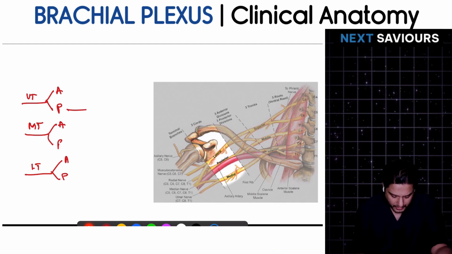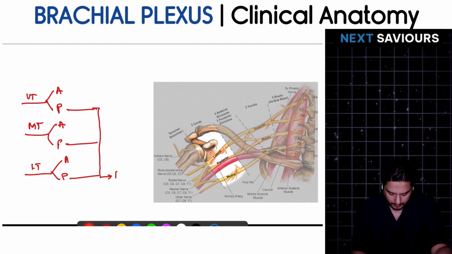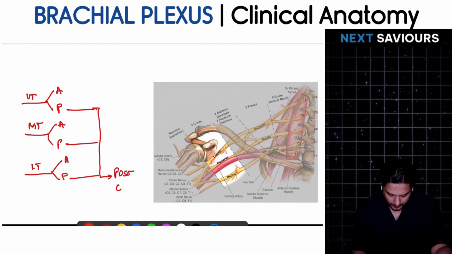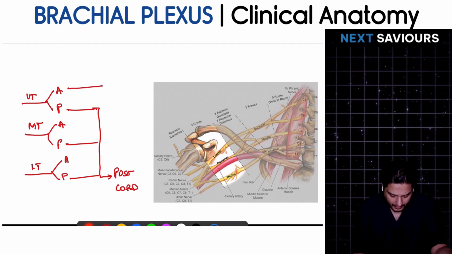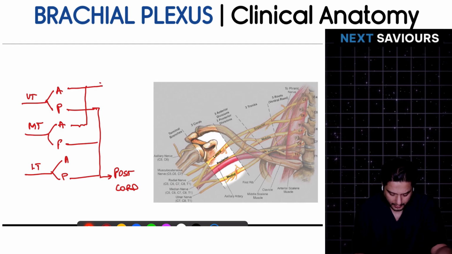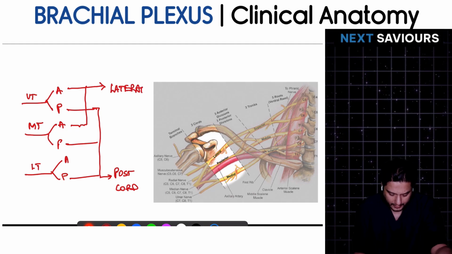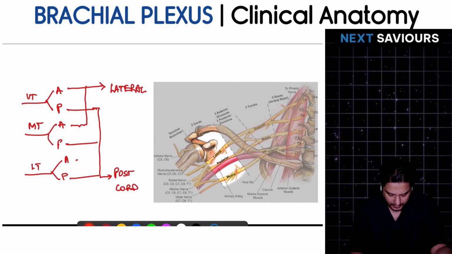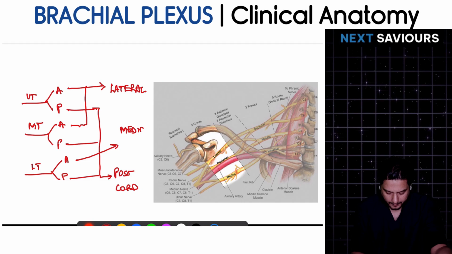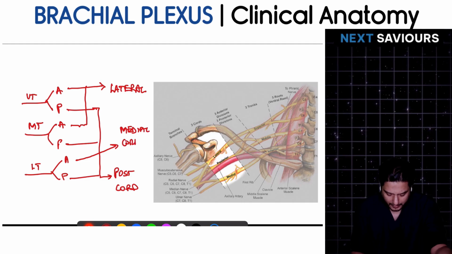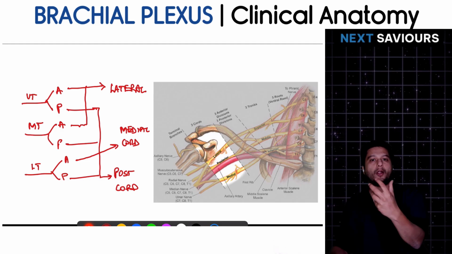Now, the posterior divisions of all the trunks unite to form the posterior cord. Similarly, the anterior division of the upper trunk and the anterior division of the middle trunk unite to form the lateral cord. The only division which is left is the anterior division of the lower trunk, which continues as the medial cord. Now, the question that you might be having is, why or how are these cords named?